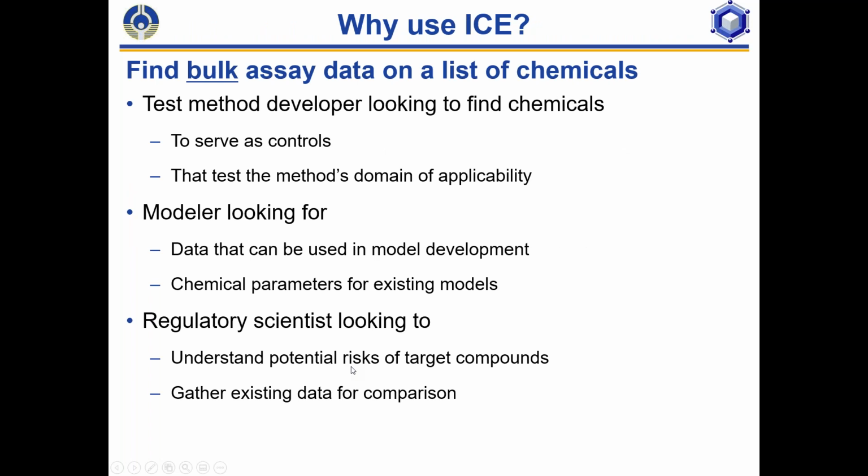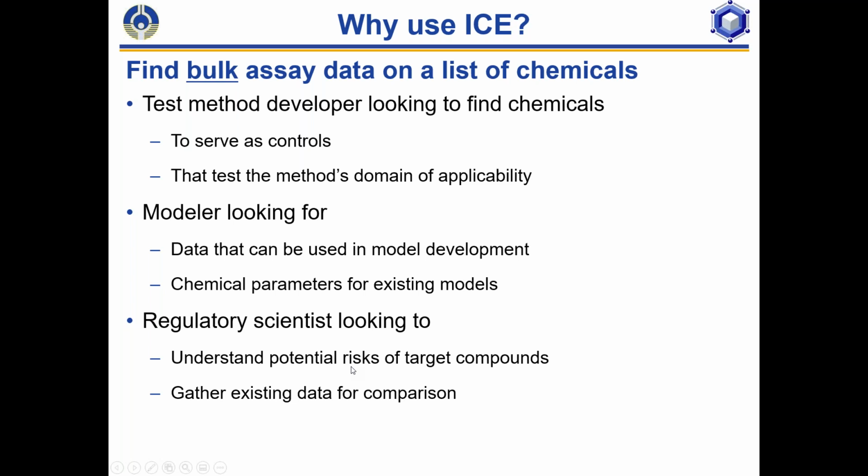Why should folks use ICE? The real use of ICE is on bulk data. So everything is aimed at doing an investigation on a group of chemicals versus a single chemical at a time. We have uses for test method developers who are looking to find chemicals to serve as controls as they develop an assay, that are looking to explore whatever method they developed domain of applicability. So to understand what types of chemicals may work or may be a little bit more challenging to work with the particular in vitro or in silico assay that you're developing.